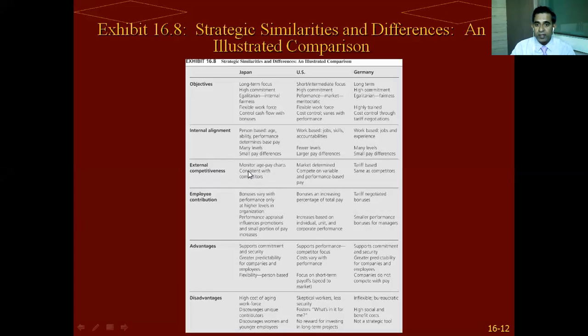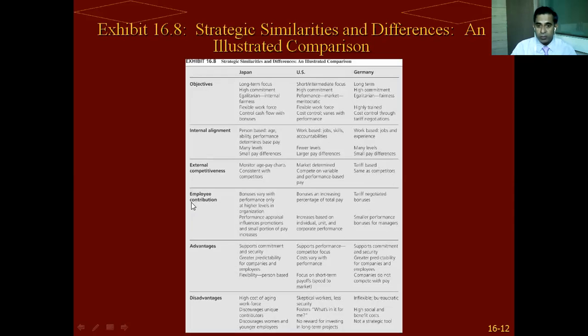Whereas in the US, it is inconsistent with competitors in terms of external competitiveness of compensation. It is market determined, so they compete on variable and performance based pay. In Germany, it is tariff based. What kind of compensation attracts what kind of tariff? The external competitiveness is based on that. It is the same as that of competitors in Germany; competing firms pay more or less similar salaries.